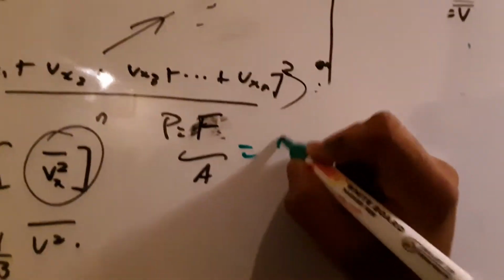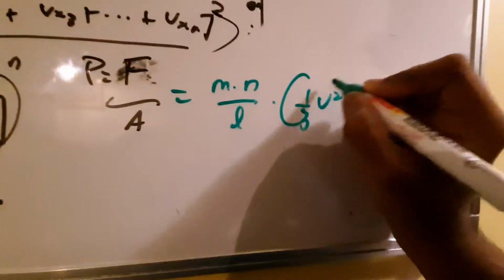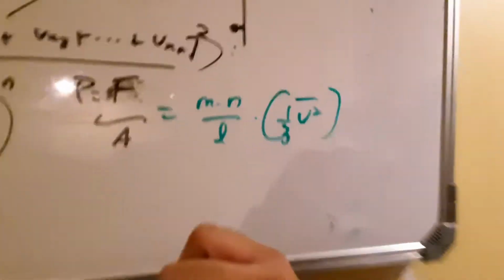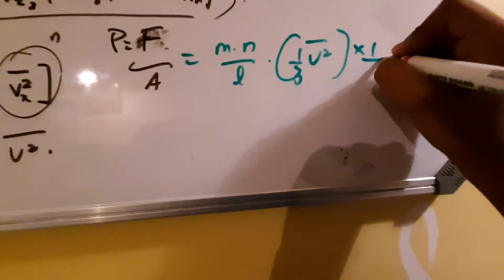Correct? Let me write this with a different color. This can be written as m into n divided by L, the whole into 1 by 3 V square, the whole bar. But there is area. And dimensionally, area can also be written as equal to L square, L into L, right? So I can write it as 1 by L square. Not just dimensionally, area is that.